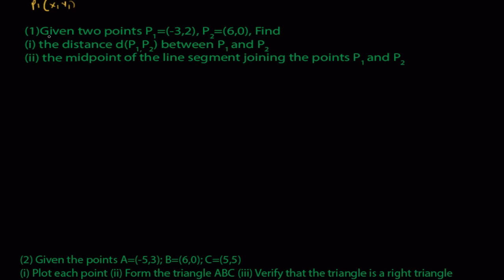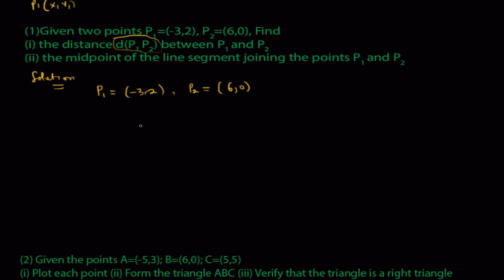So let's go ahead and solve some examples. The first example says, given 2 points P1 and P2, so this is my solution. The first point I'm given is P1, which is -3, 2, and my second point is P2, which is 6, 0. Now I'm told to find the distance between P1 and P2. They've already given us the notation for the distance between P1 and P2.